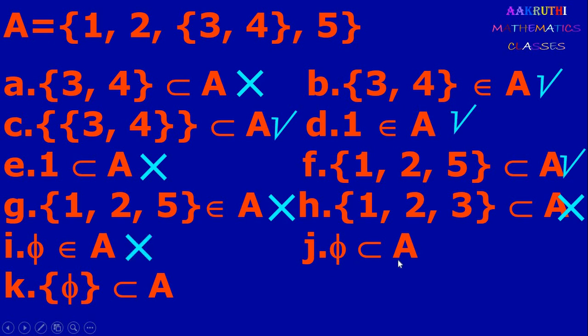So next, empty set is subset of A. We know that empty set is a subset of every set. So writing empty set is a subset of A is correct. Next it is set of empty set. It is a subset of A.